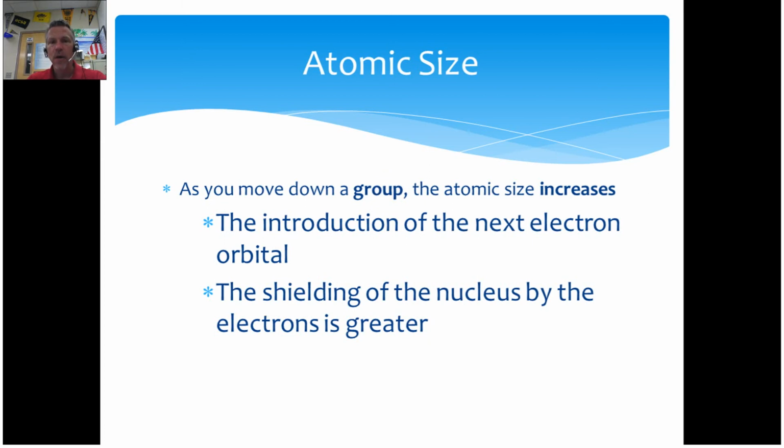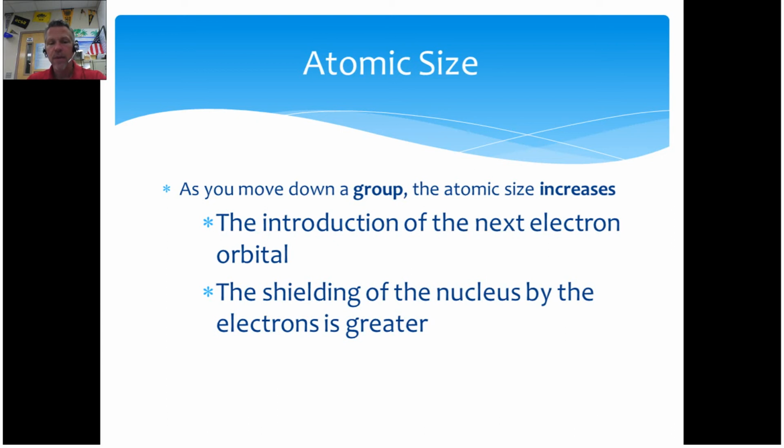So as you move down a group, in other words, as you're moving from row 1 to row 2 to row 3, the size of the atom increases. And that's because as you move from one row to the next, you have to add a new shell or orbital for electrons. You're adding more and more electrons around the nucleus and you need space to put them. So once one electron orbital is filled up, you have to add a new one that's even bigger around the outer one.